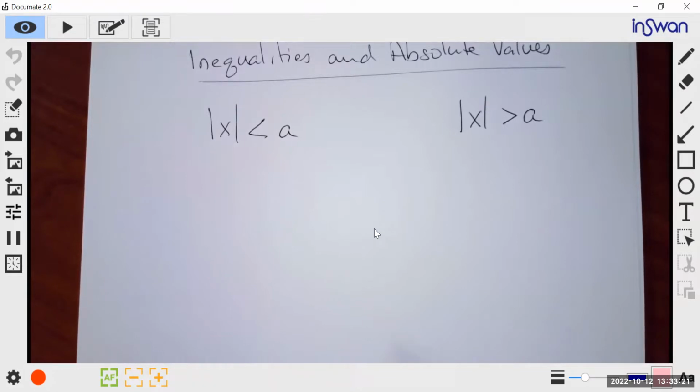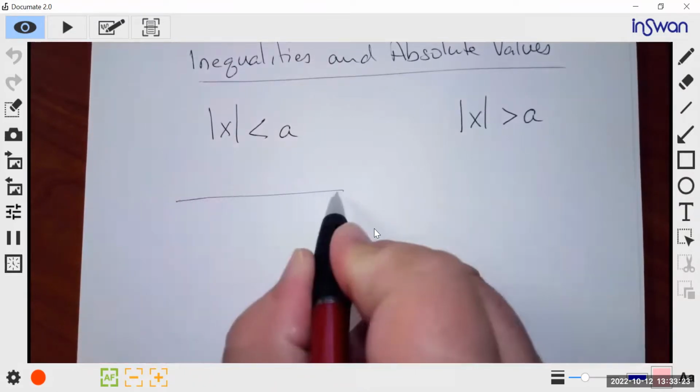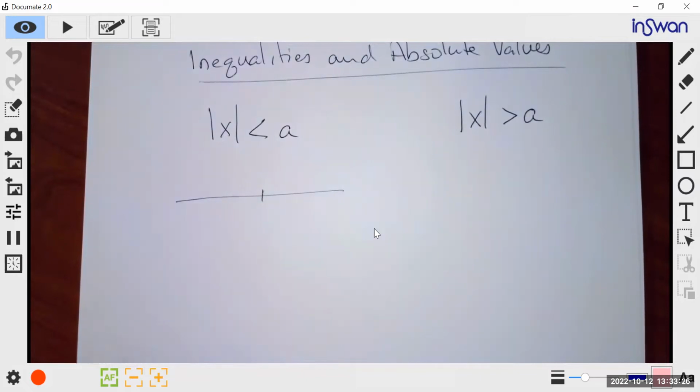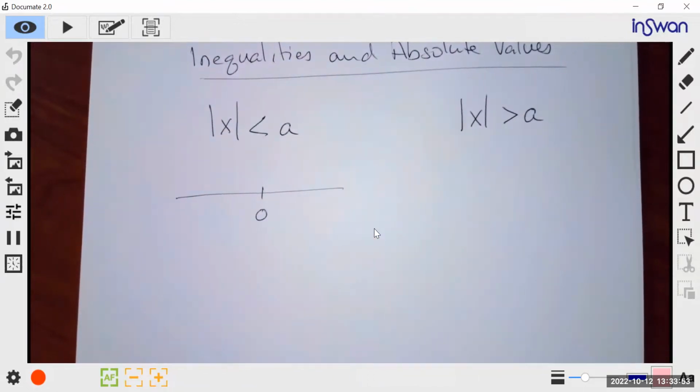Let's look at it graphically. Remember, what does an absolute value really tell us? An absolute value tells us the distance from 0 to that number. So like the absolute value of negative 3 is what? 3, because it's 3 units away from 0. It's 3 to the left, yes, but it's still 3 units. So that's all it tells us, is a distance. So it all stems from 0.